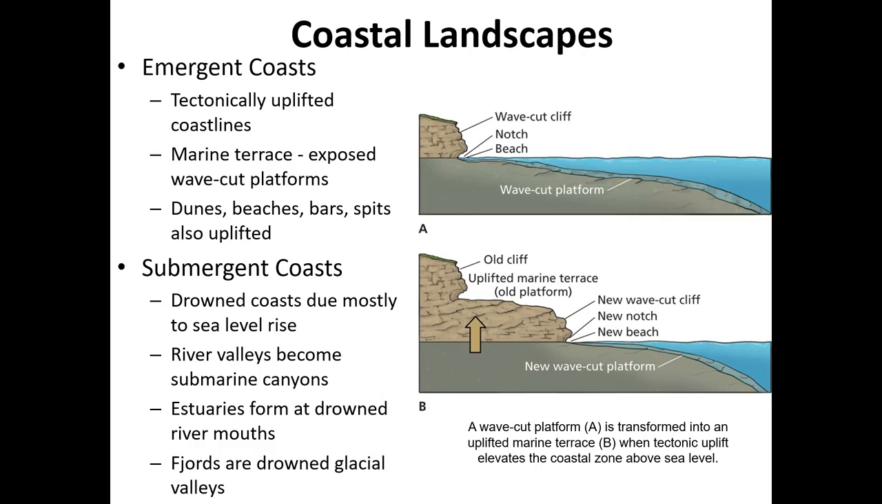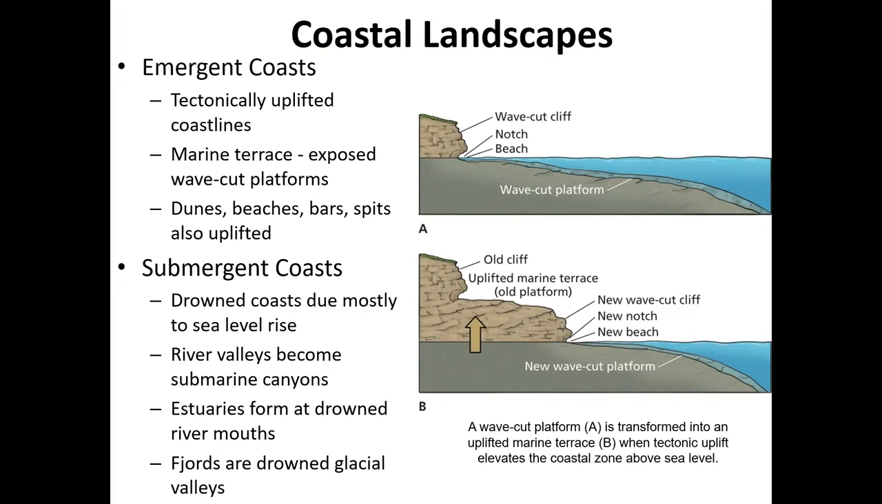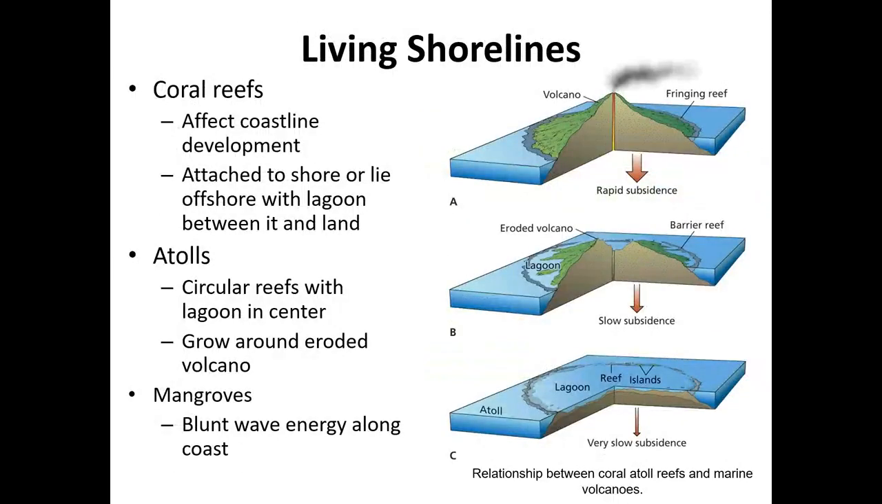Venice, Italy is an example of that. Venice has been sinking for centuries, and usually the residents just keep building higher and higher on top of the buildings that they already have there. But that's an example of emergent coasts, ones that are being pushed up because of tectonic action, and submergent coasts that are being worn down by erosion or rising sea levels or sinking cities.